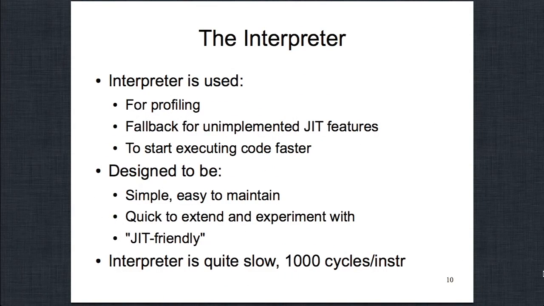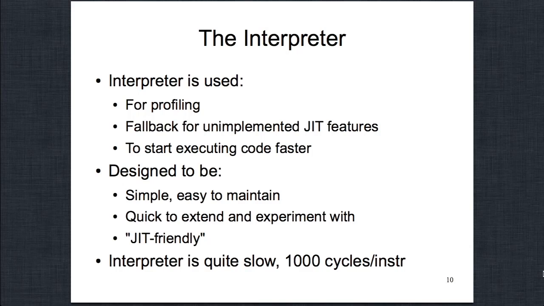So the interpreter in Higgs is used for three main purposes. It's used for profiling. It's also used as a fallback for features that aren't yet implemented inside of the JIT compiler. And it's also used to start executing code faster. So the problem with JIT compilation is that it takes time. And if a function is only going to be run one time or only a few times, then maybe it's not even worth actually JIT compiling. So the interpreter also serves as sort of like optimization level 0 in the system.